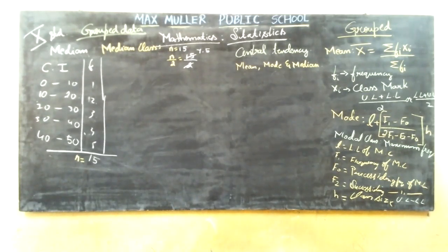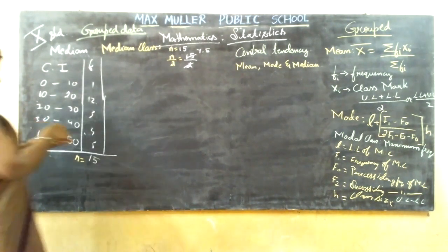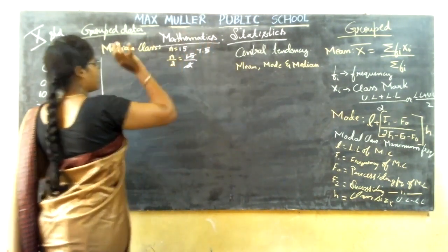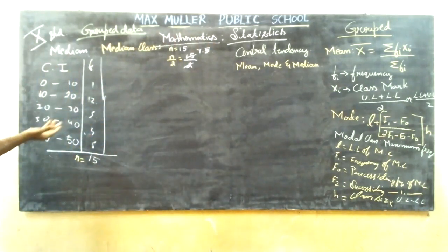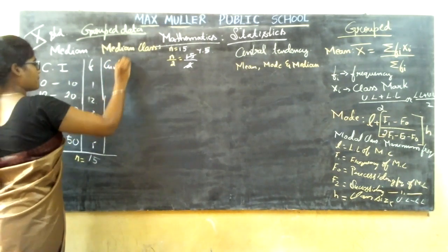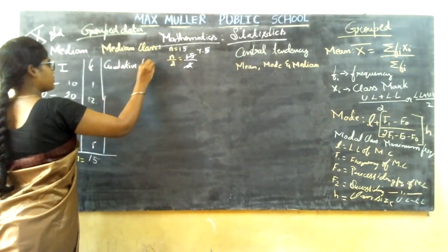Guess. Where does this 7.5 lie in the class? Yeah, you got how much? 7.5. Okay, now the median class is ready for you. Now you need to add one more tabular column for this. What is the tabular column called? Cumulative frequency. What is the tabular column called?